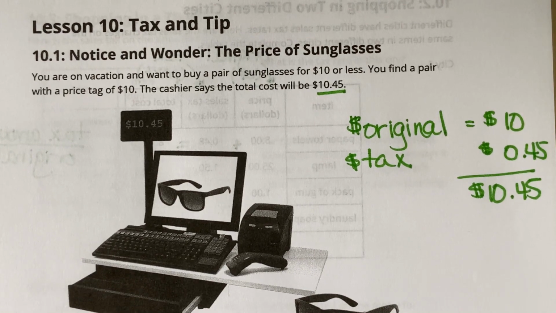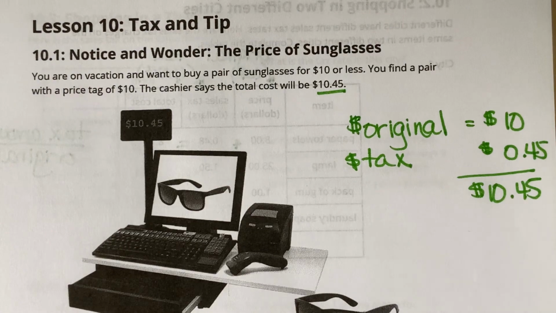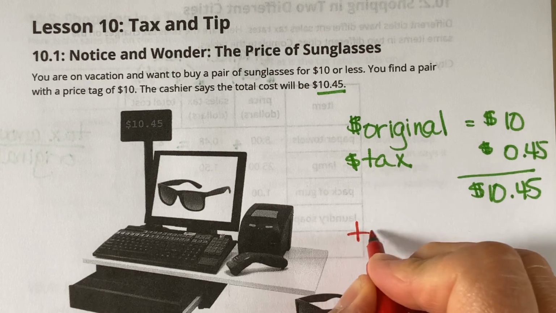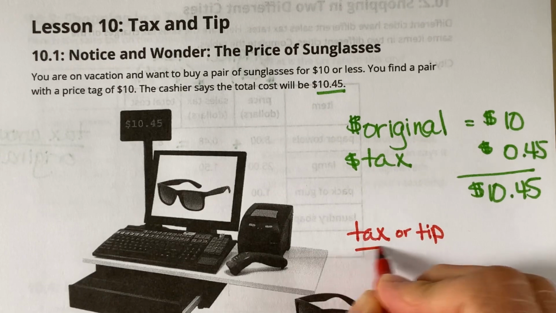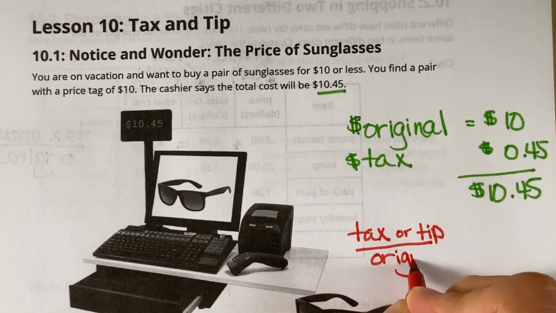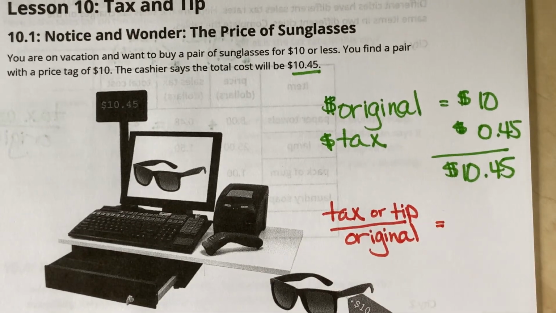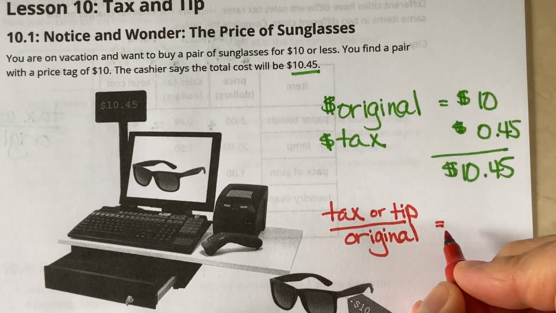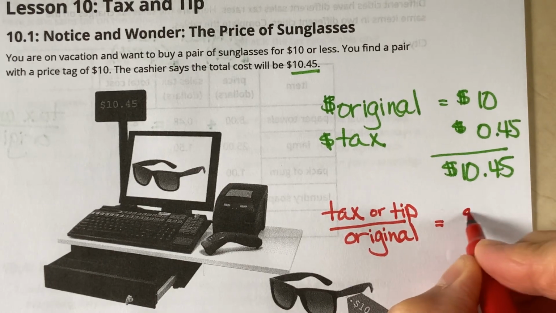Now, if I want to figure out how to find a tax, this is very important and it's very easy. If I want to know what percent the sales tax is, I would do the tax or tip, it could be tip, over the original, what it was before the tax or tip, and that is going to equal your percent. It's going to be a decimal, and you're going to have to change that decimal to a percent just by moving it 2 places. So it's going to equal your percent.